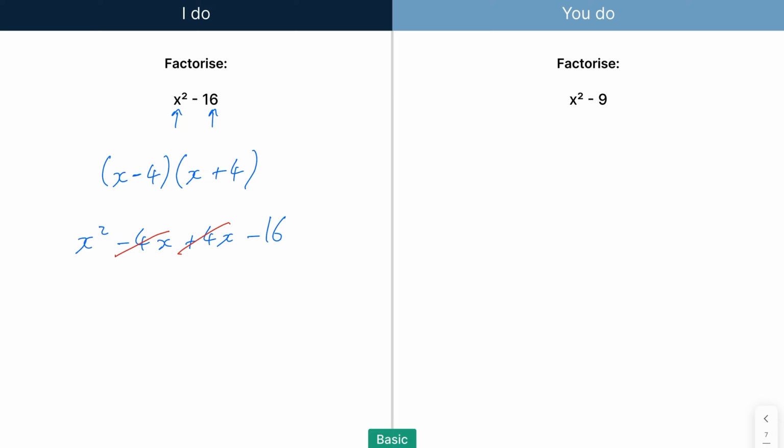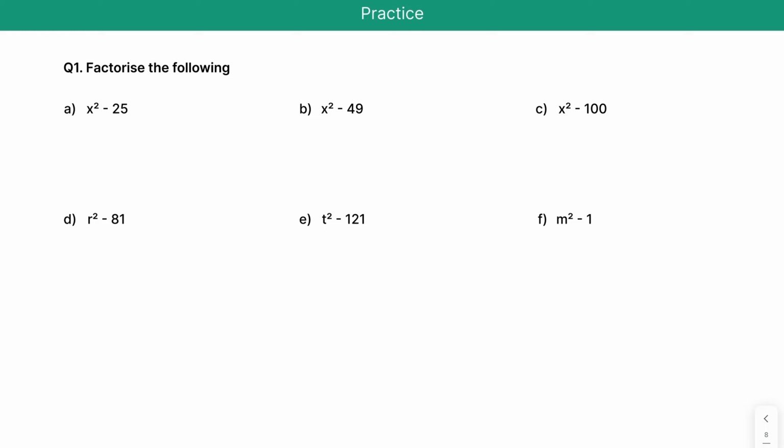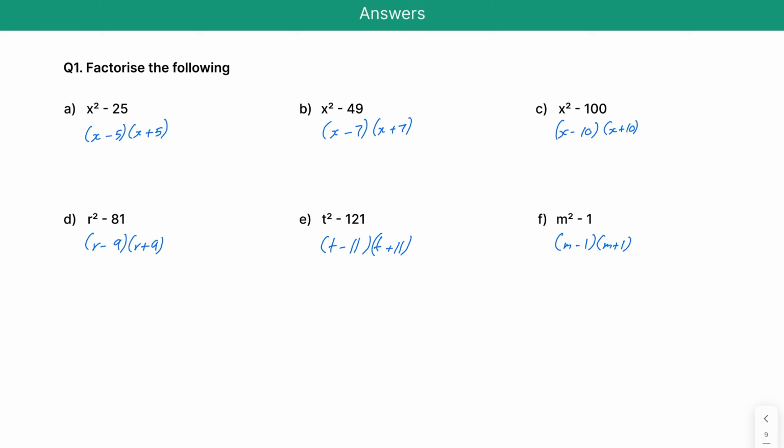So hopefully you've pressed pause and had a go at the example on the right. Again, we write in double brackets. Both numbers are square numbers, so we square root both of them. That gives us that, and in one bracket we put a positive, and in the other bracket we put a negative. So here are some practice questions. Press pause now and have a go. Here are the answers. Mark your work.